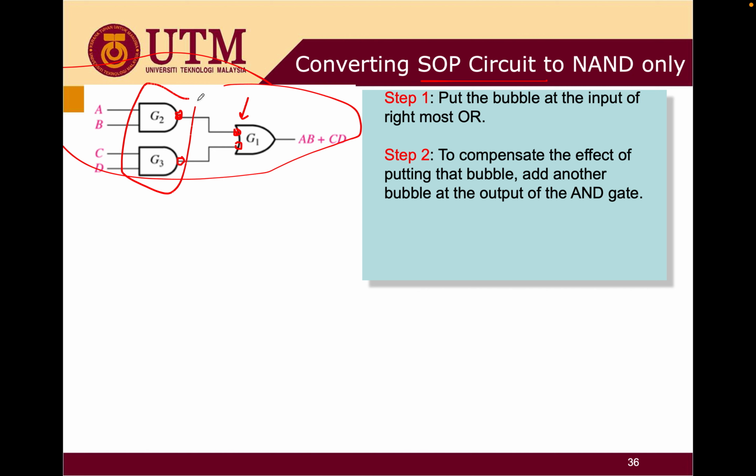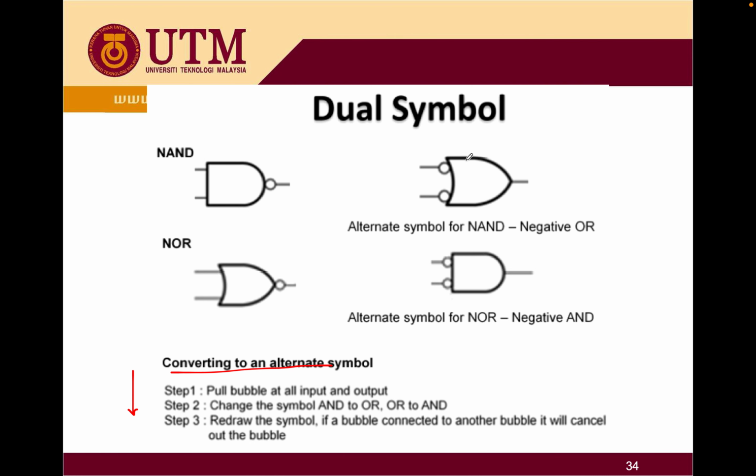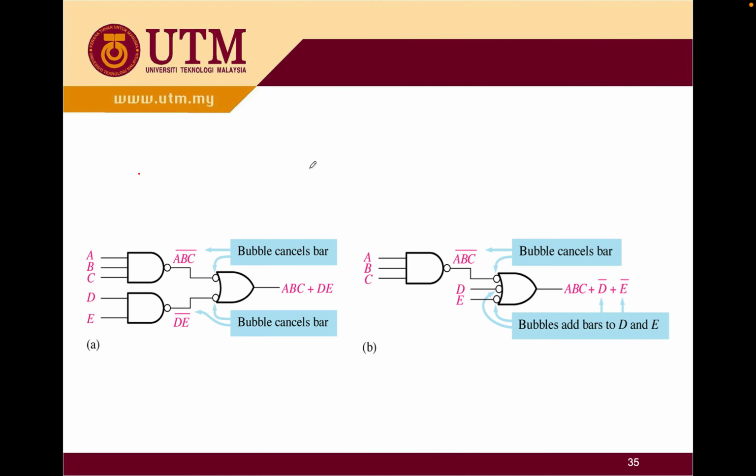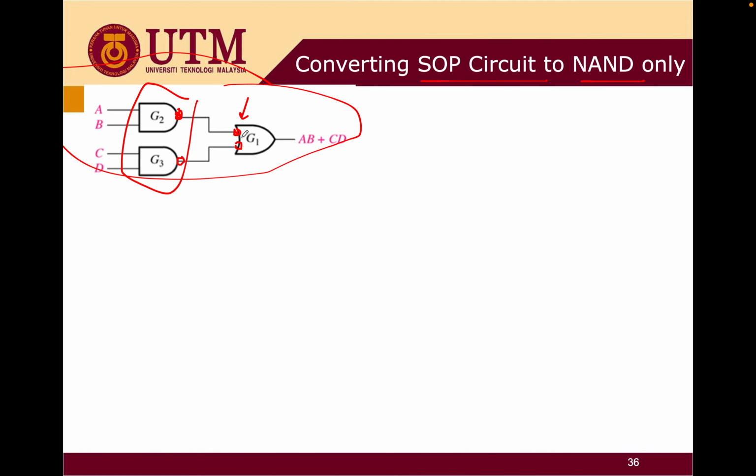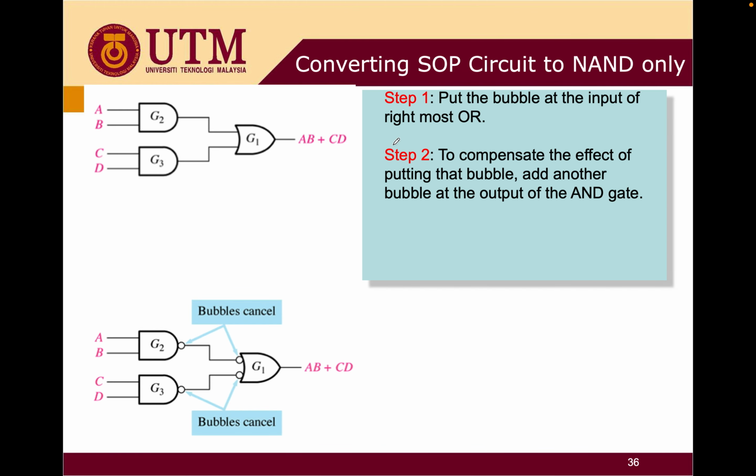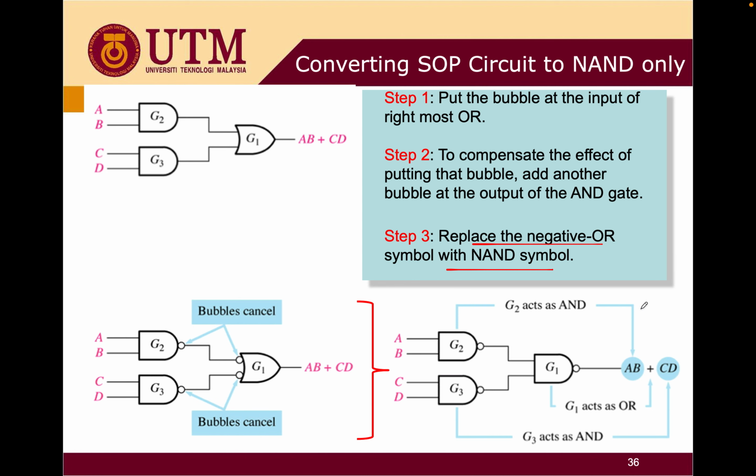Now this one has already become the NAND gate. So for this part, when you have a negative OR, it is similar to, go back here, if you have this negative OR, it is similar to the NAND gate. So when I already put this here, that's why it can be represented as the NAND gate. So first step, you put the bubble. Second step, you need to change and replace the OR gate with the NAND symbol. So this is the answer.